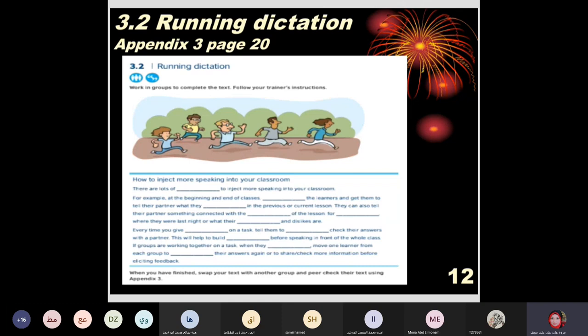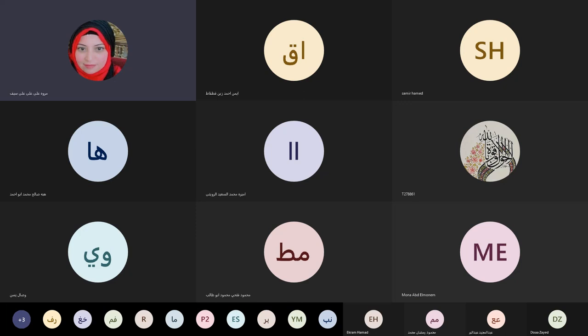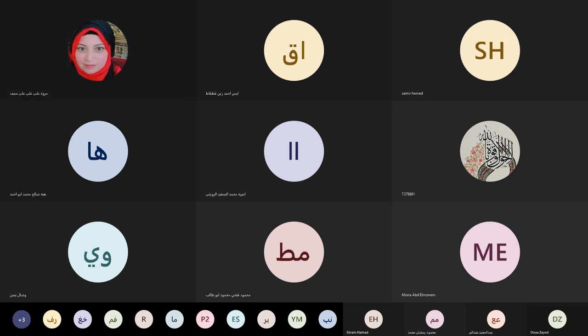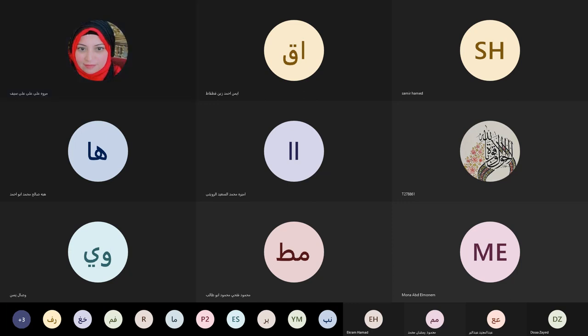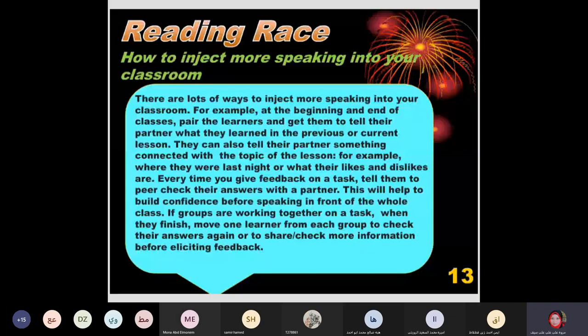So I have a question for you here. You have to read the real script of this paragraph in front of your eyes. I'll give it to you, and you have to answer one very important question, which would take maybe 2 minutes only. So let me give it to you. Just give me a second. You have to read this: how to inject more speaking inside your classrooms. Here is the text, and you have to answer this question.